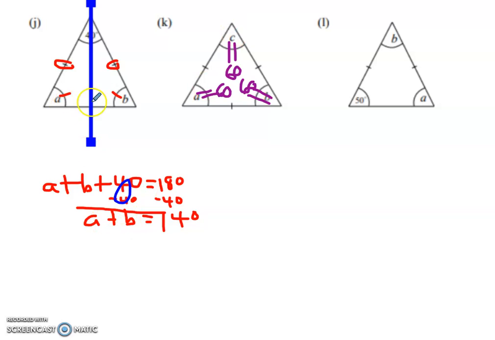Now the A angle and the B angle happen to be the same measurement. So basically what we're looking for is, what number does A have to be, as well as B, for the sum to be 140 degrees? So we could take the 140 and split it in half, since both angles have the same measurement. So both angle A and B would be 70 degrees.